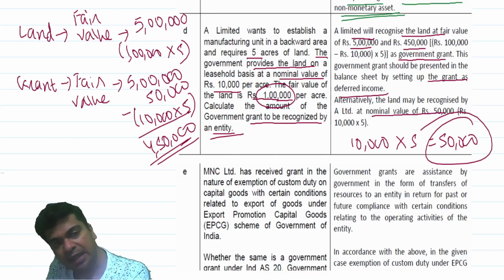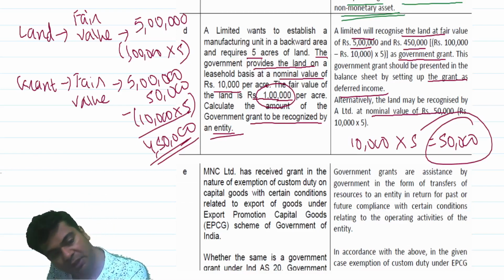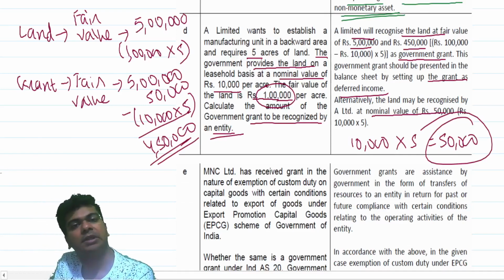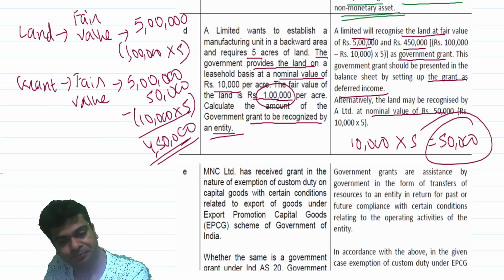If you are an entity that believes that the assets should be shown in the books at their fair values, then the first approach will be a better approach for you. Or otherwise, there is nothing wrong in following even the alternative approach given in Ind AS 20.